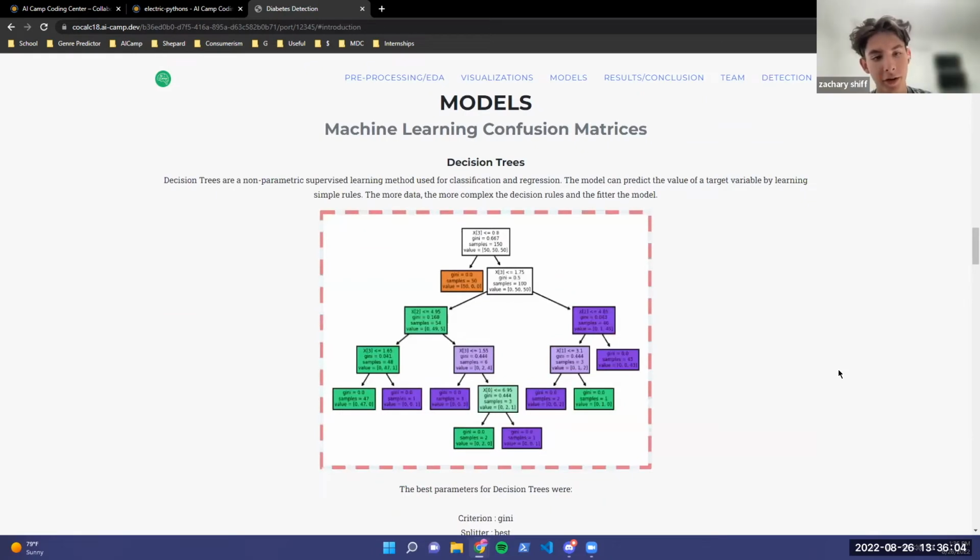Decision trees are a non-parametric supervised learning method used for classification and regression. The model can predict the value of a target variable by learning simple rules. The more data, the more complex the decision rules and the fitter the model.